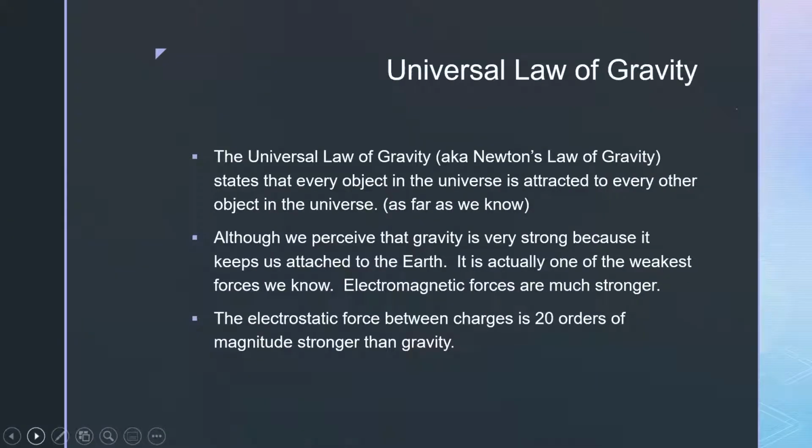Basically, the universal law of gravity, sometimes called Newton's law of gravity, says that everything in the universe is attracted to every other thing in the universe, because gravity always is an attractive force as far as we know. So there's a force due to gravity between not only you and the Earth, but you and the moon, and you and the sun, and you and Jupiter, and you and the computer sitting in front of you or your phone. There's a force of gravity between every object in the universe.